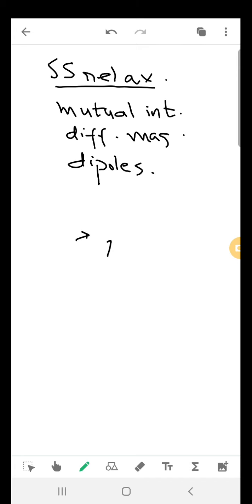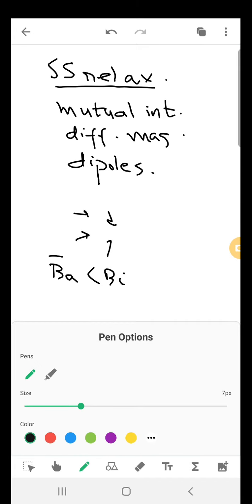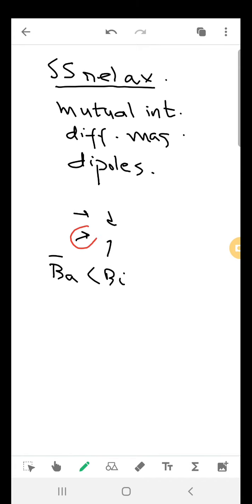So remember that here the applied magnetic field is actually less than the internal magnetic field. Suppose we are concentrating on this particular dipole. The neighboring dipoles will have an effect on this dipole. Let's say that effect is H0 local, and to this there is the applied magnetic field H applied. So both of them will affect the relaxation time, tau 2, due to spin-spin interaction.